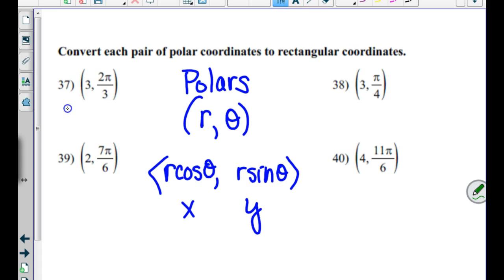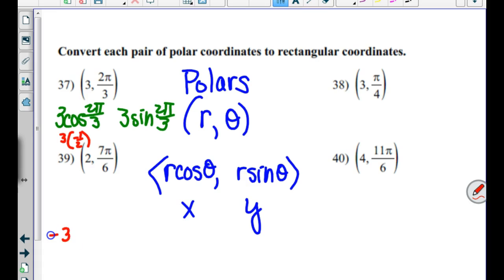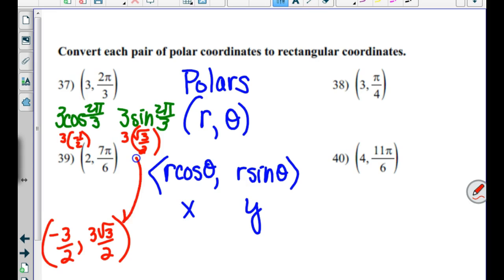So if this is 3 cosine 2 pi over 3 and 3 sine 2 pi over 3, if you go to your unit circle, the cosine at 2 pi over 3 is -1/2. This becomes 3 times -1/2, or -3/2. And the sine at 2 pi over 3 is positive square root of 3 over 2. And we're multiplying, so we get 3 square roots of 3 over 2. And that's what it would look like for number 37.